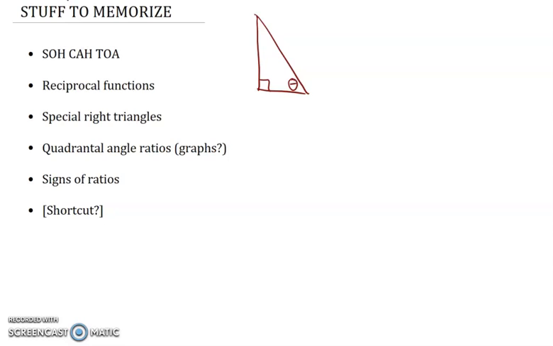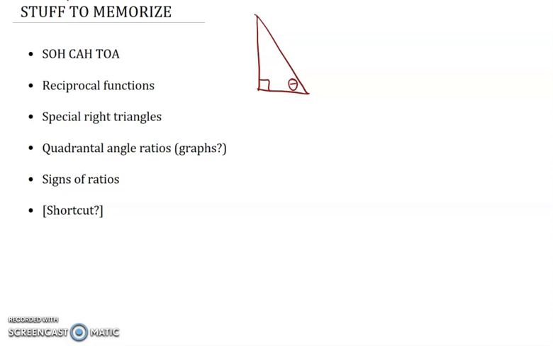The first is SOHCAHTOA, which we talked about a little bit the other day. Just as a refresher, this is our shortcut for remembering what the ratios are for the sine, cosine, and tangent ratios. When we have a right triangle, all of the ratios, sine, cosine, and tangent, are named in relation to one of the non-right angles, so one of the acute angles, okay?